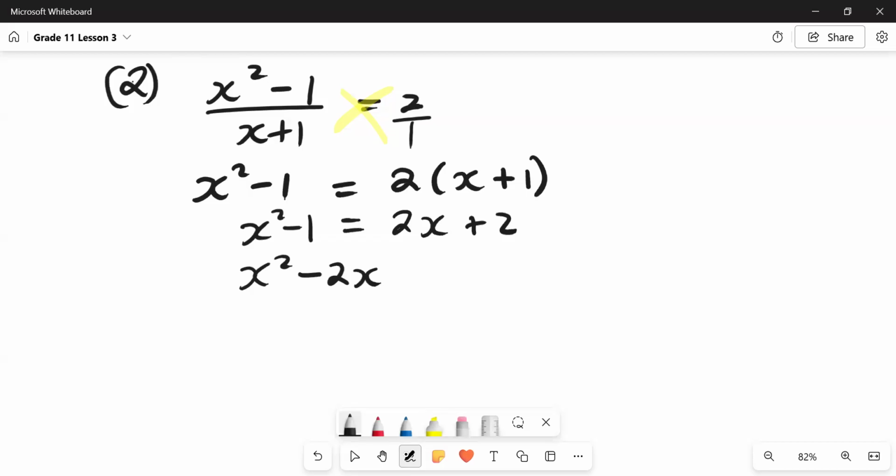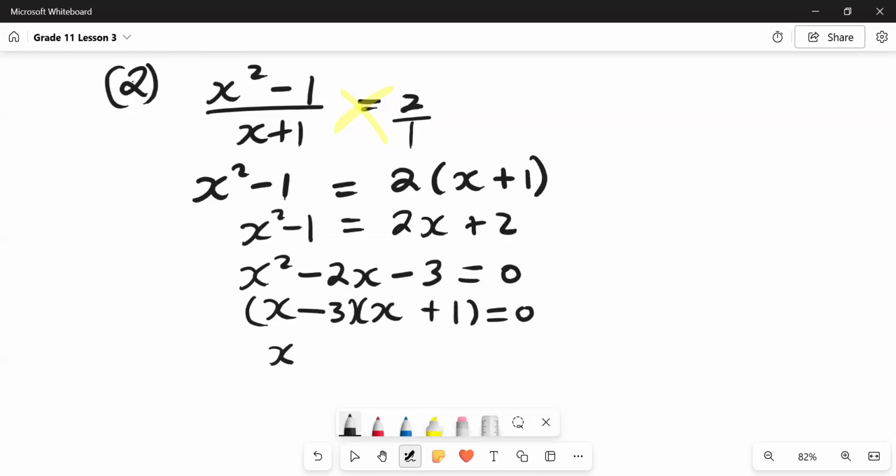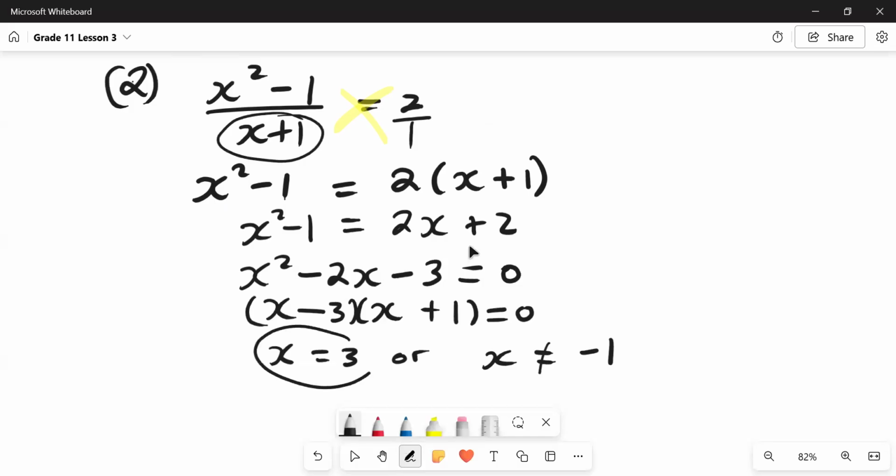And then, again, standard trinomial, factorize. So you have your 3 and 1 there, negative and plus. Therefore, your x is equal to 3, or your x is equal to -1, right? But your x will never be equal to -1 because of this. So the solution is only this, which is our 3.